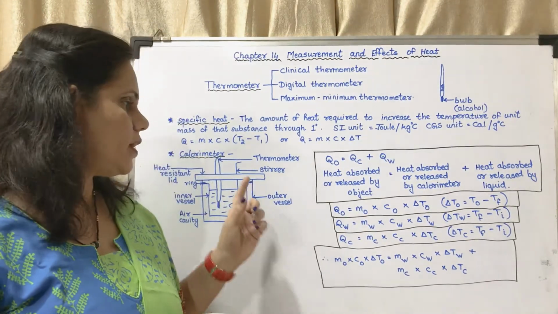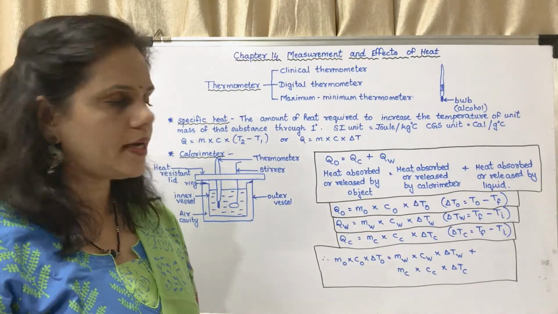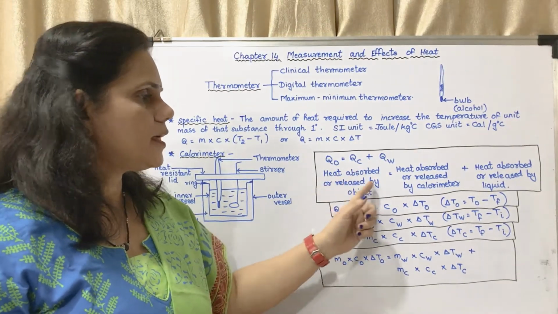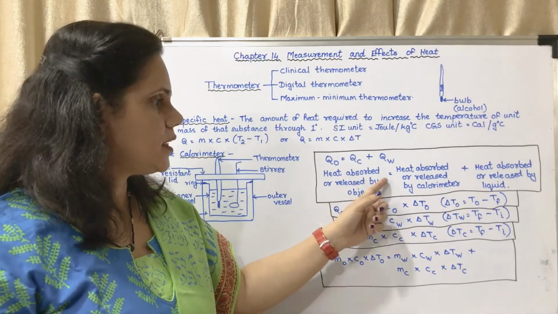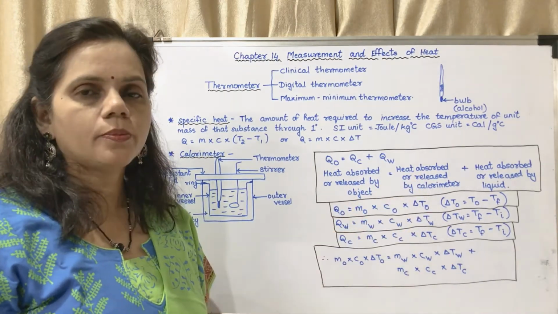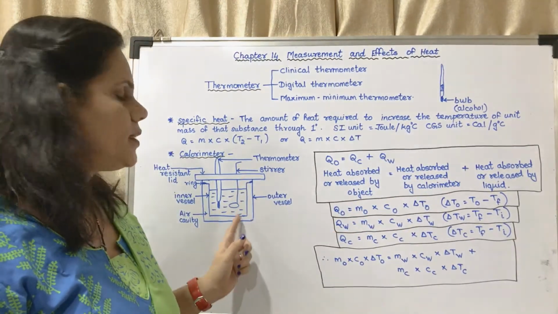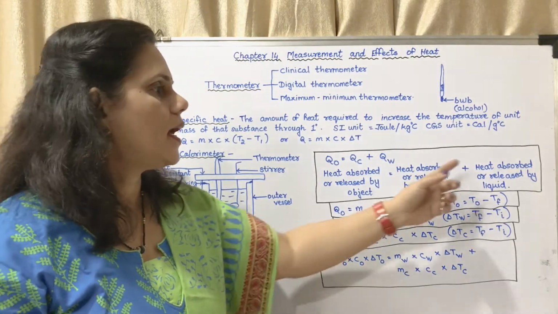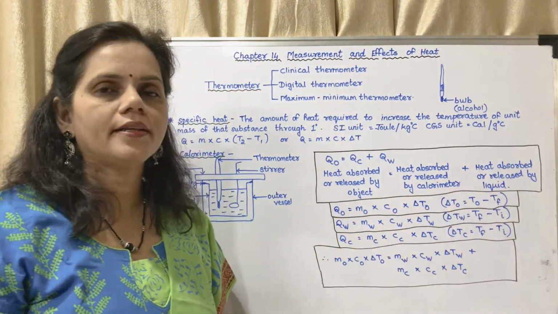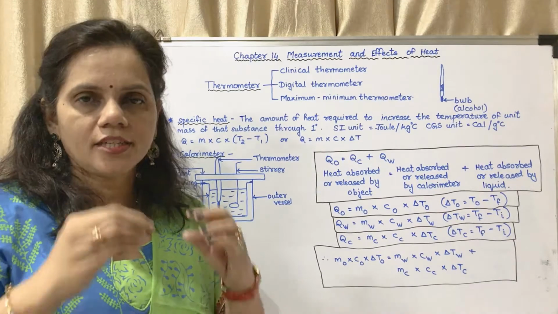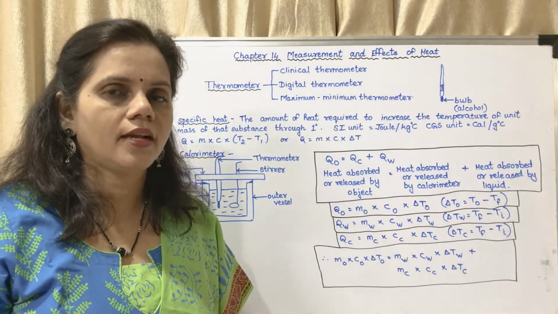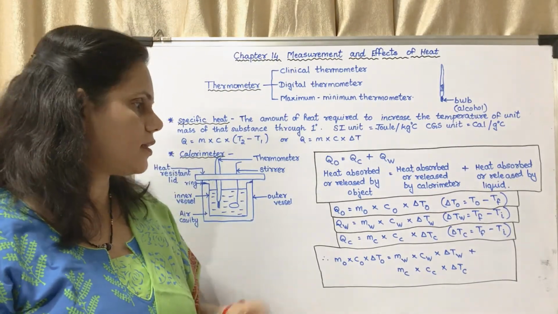But we are going to put a hot object into it. So the heat released by the object is equal to the heat absorbed by the calorimeter, meaning the copper vessel, and the heat absorbed by the liquid. It is compulsory to put a liquid inside because it will help you for better calculation.